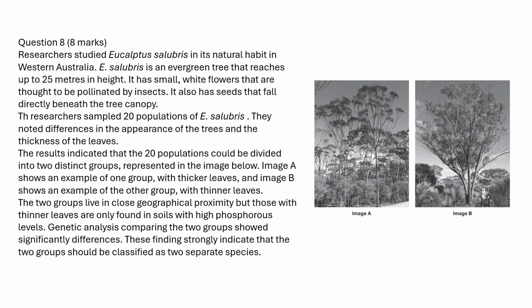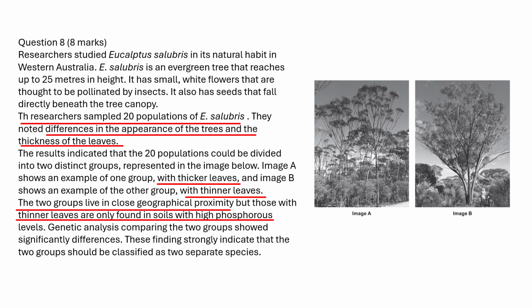Researchers sampled 20 populations of E. salubris, observing notable differences in tree appearance and leaf thickness. These trees fell into two distinct groups, those with thicker leaves, image A, and those with thinner leaves, image B. While these groups live in close geographical proximity, the thinner-leaved trees are exclusively found in soils with high phosphorus levels. Further genetic analysis revealed significant differences between the two groups. These compelling findings strongly suggest that these two E. salubris groups should be classified as separate species.